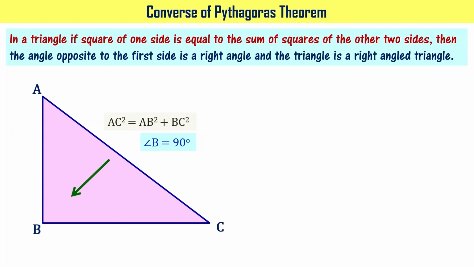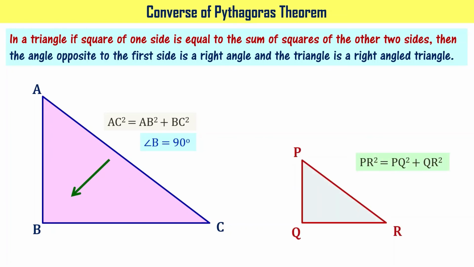Let's understand this with another triangle. In this case, we have shown that PR square equal to PQ square plus QR square, right? Since PR square is equal to sum of the squares of other two sides, the angle opposite to PR is going to be a right angle. It means angle Q equal to 90 degrees.